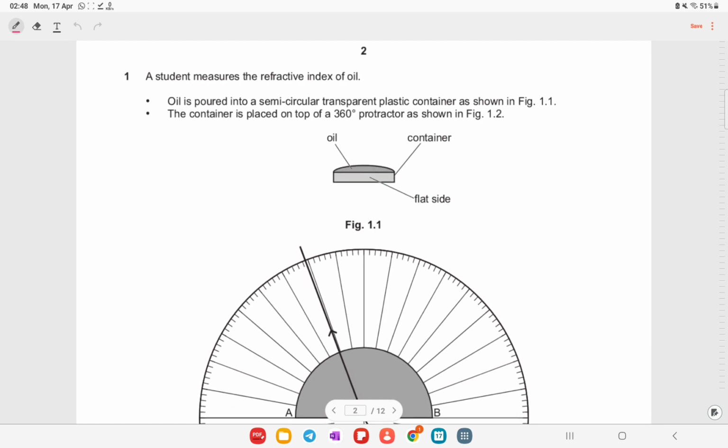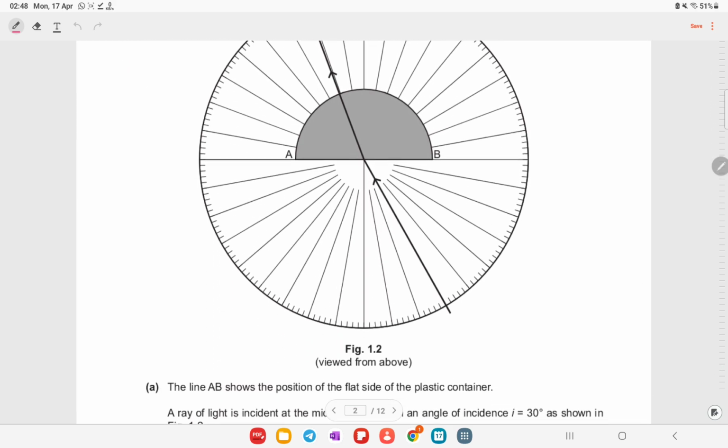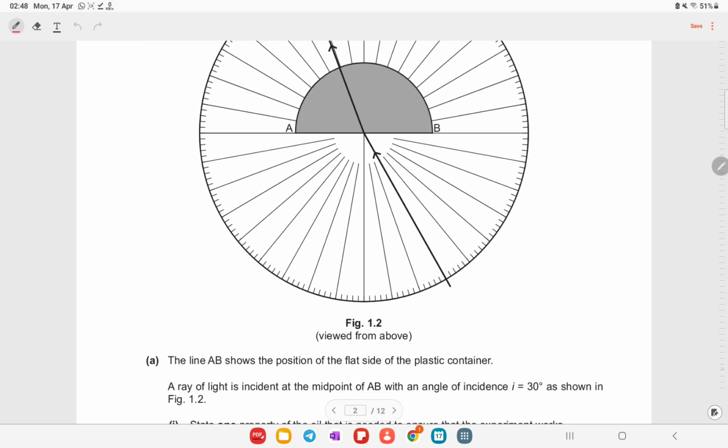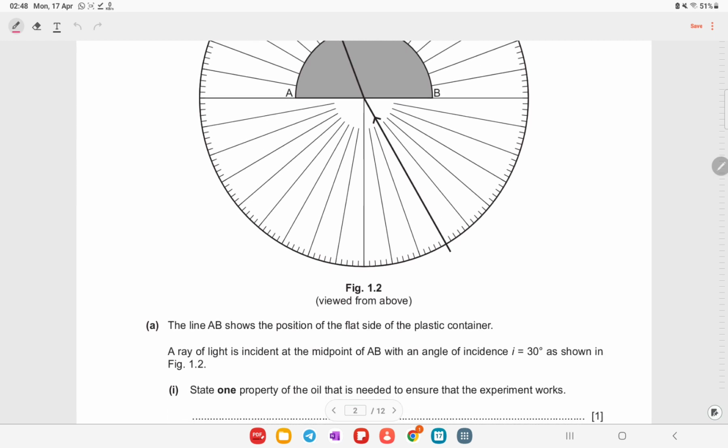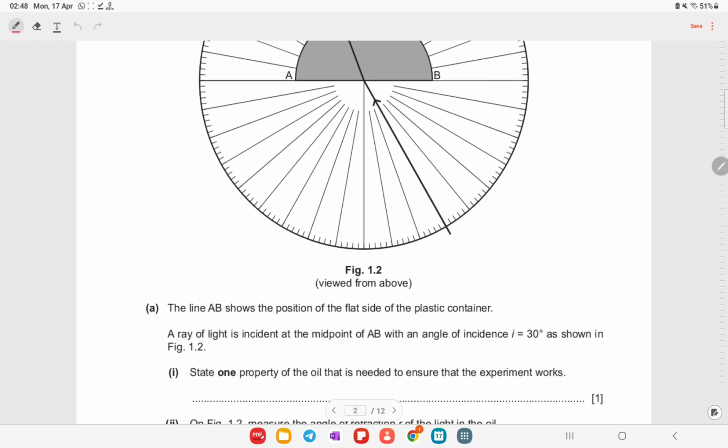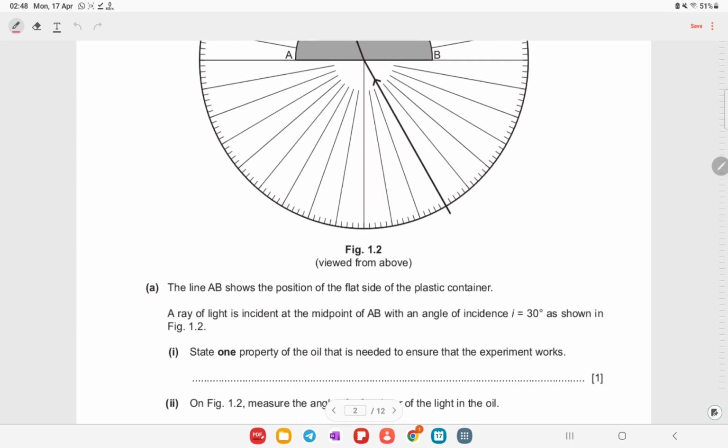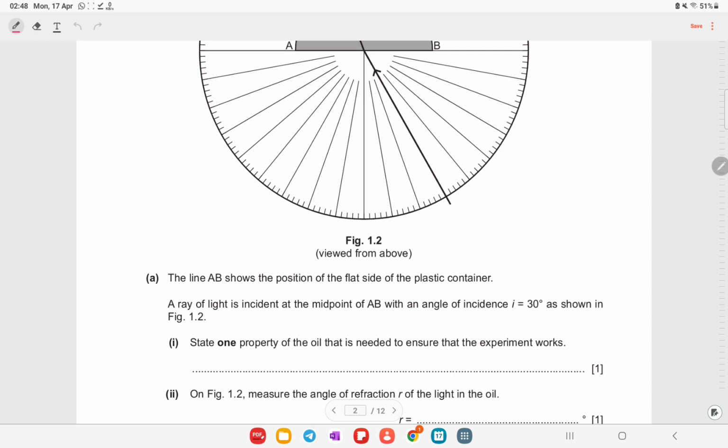Oil is poured into a semicircular transparent plastic container as shown in Figure 1.1. The container is placed on top of a 360 protractor as shown in Figure 1.2. The line AB shows the position of the flat side of the plastic container. A ray of light is incident at the midpoint of AB with an angle of incidence I equal to 30 degrees as shown in Figure 1.2. State one property of the oil that needs to be ensured so that the experiment works.